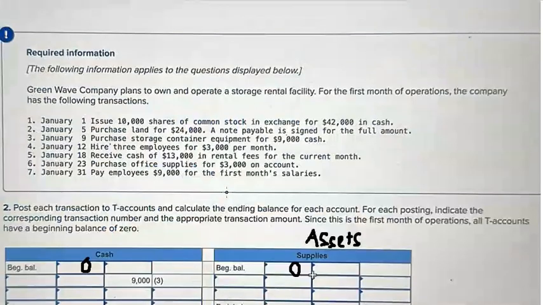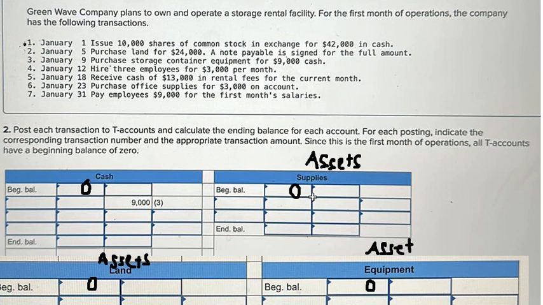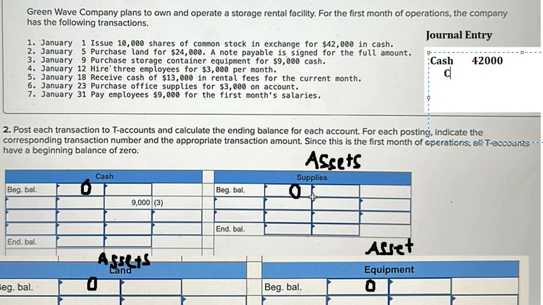After we put the number 0 in here, now we go back to number 1 to number 7. For the first one, we need to use a journal entry to answer. So for the first one, we need to issue 10,000 shares of common stock in exchange for 42,000 in cash. So in this one, we have cash 42,000 here. Then we have common stock, and we put 42,000 here.